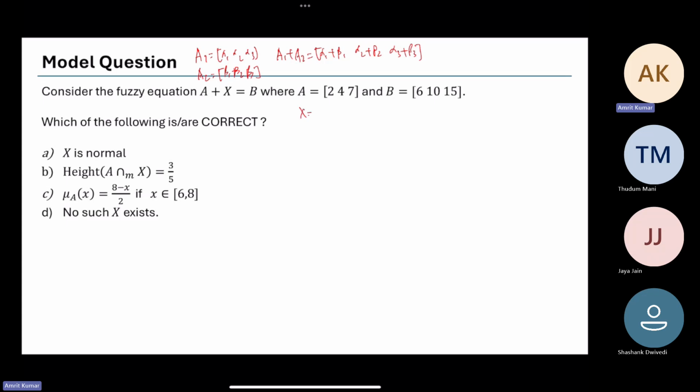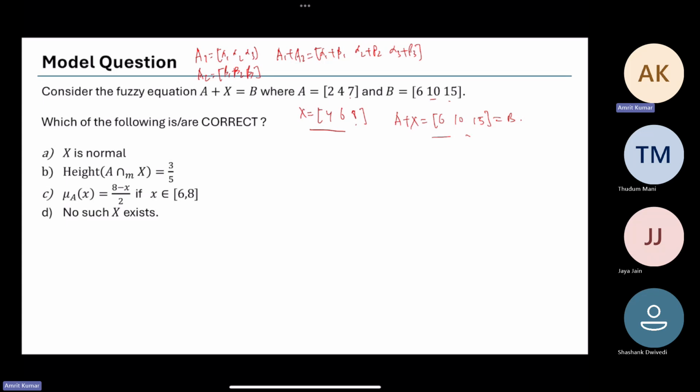Now, if you take X to be 4, then 2 plus 4 would be 6. If you take the second parameter to be 6, then 4 plus 6 is 10. And if you take the last parameter to be 8, then 7 plus 8 is 15. Then A plus X would be (6, 10, 15), and that is precisely B. And therefore, you know that X, that is the triangular number (4, 6, 8), is a solution. And in fact, it is a unique solution, because if a solution of A plus X equals B exists, then it is the unique solution.